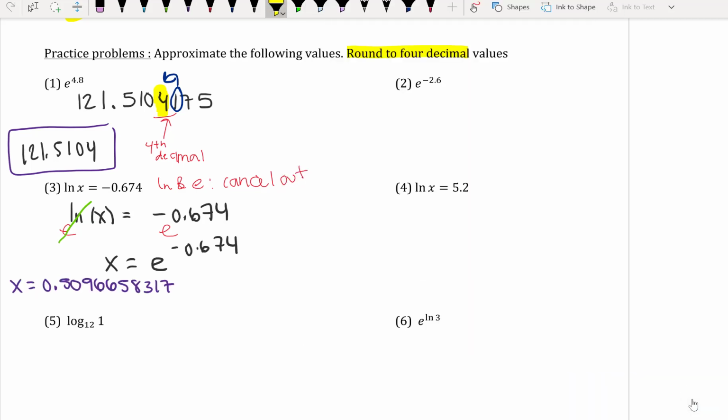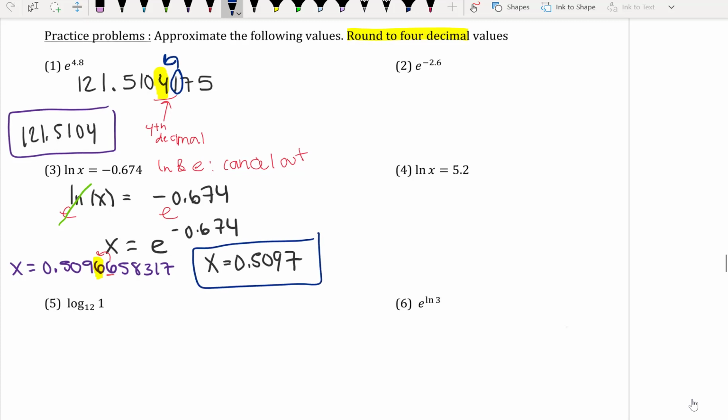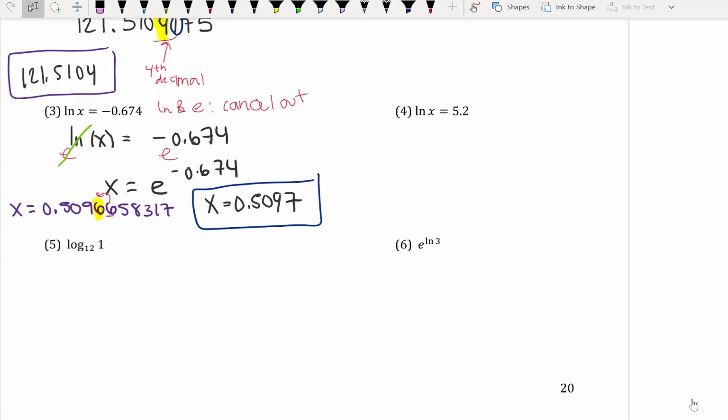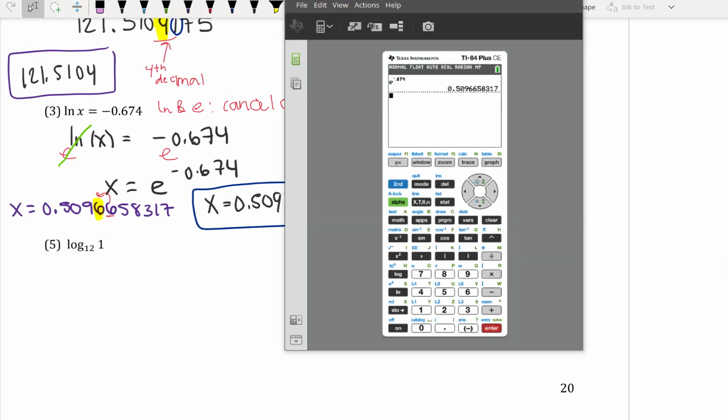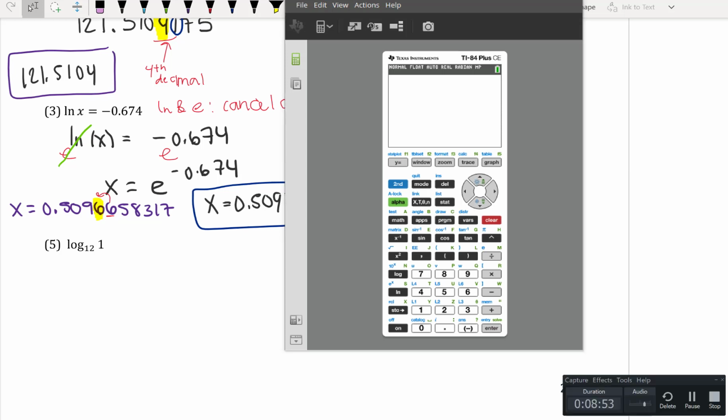So I'm going to go to my 4 decimals. Now that 6, since it's bigger than 5, tells me to round up. So rounding to the 4th decimal, I'm going to get that x is equal to 0.5097, since I am rounding to the nearest 4 decimal places. Okay, so now let's take a look at number 5.